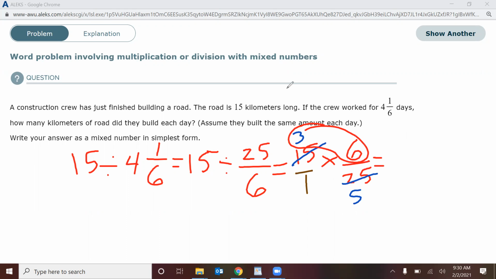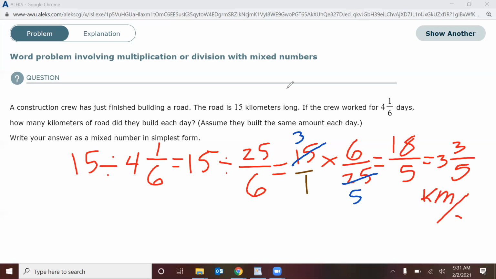And so 3 times 6 is 18. 1 times 5 is 5. And now we have an improper fraction. And nobody wants those. So 5 divides into 18 3 times with a remainder of 3. And because it's a word problem, we need our units. And so the units would be kilometers per day. 3 3/5 kilometers per day.